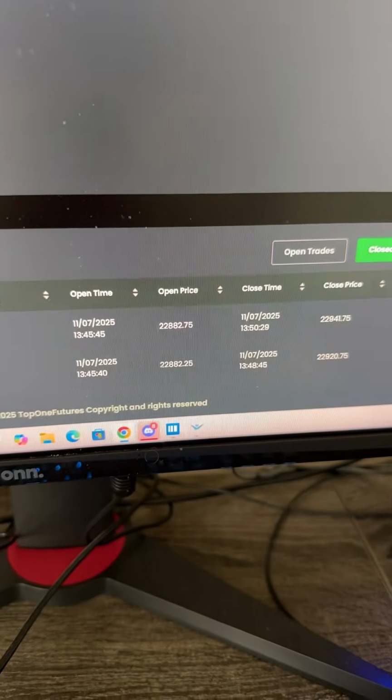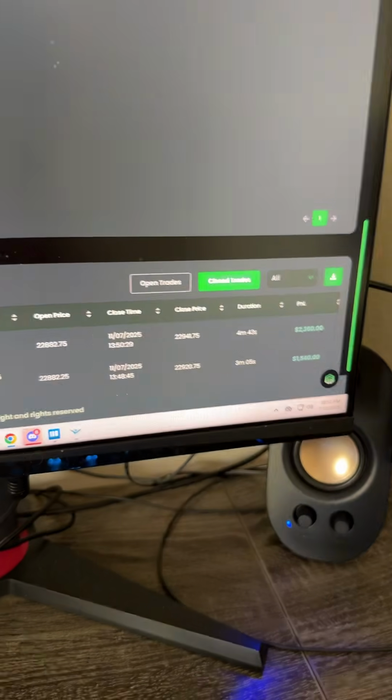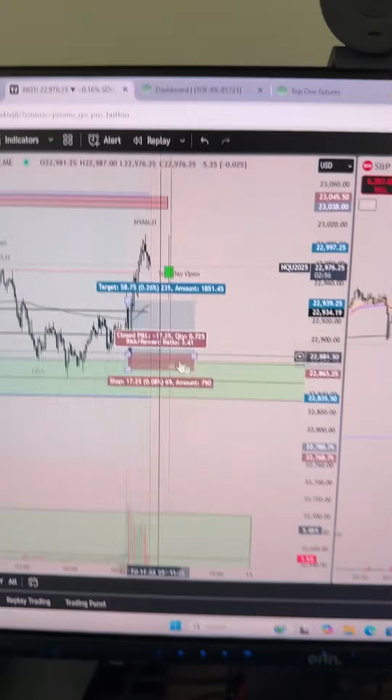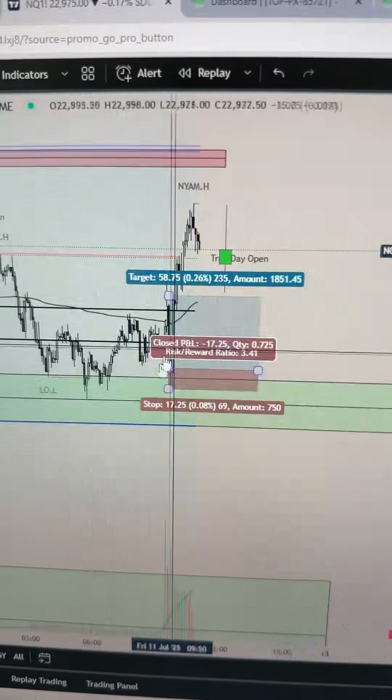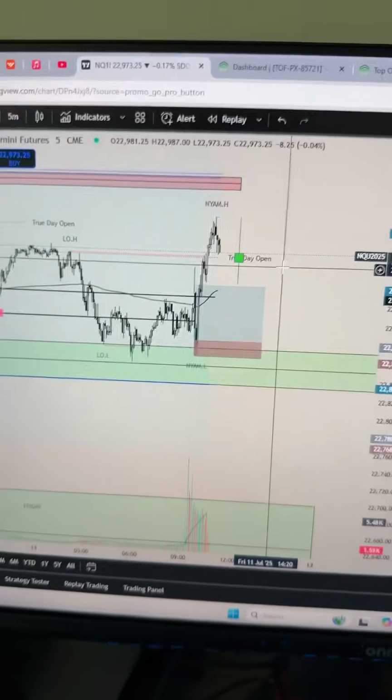My open price was 22,822. I took partials at 920 and took all off at 940. I took it on a different platform, but this is what it looked like. I had little to no drawdown.